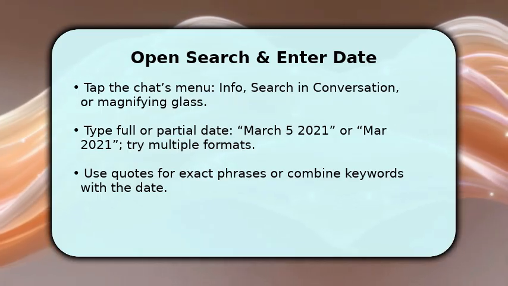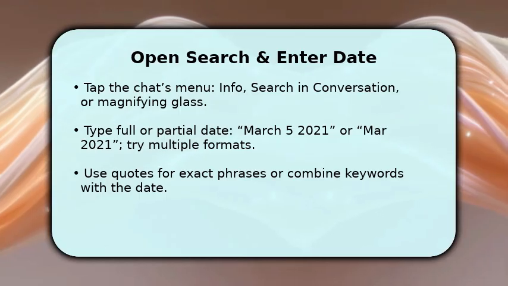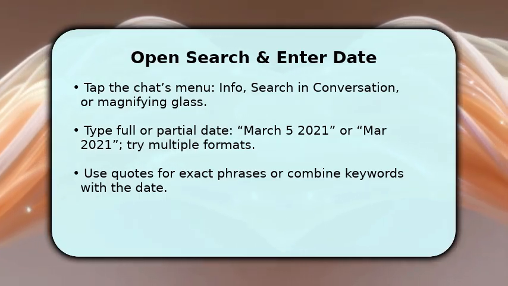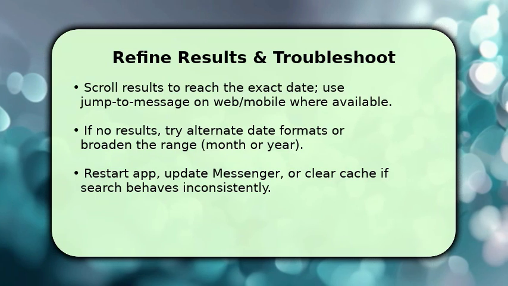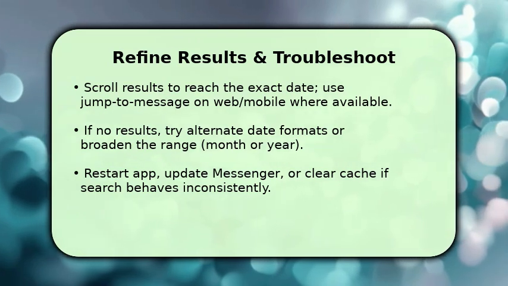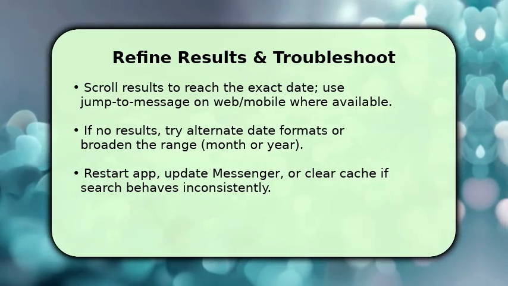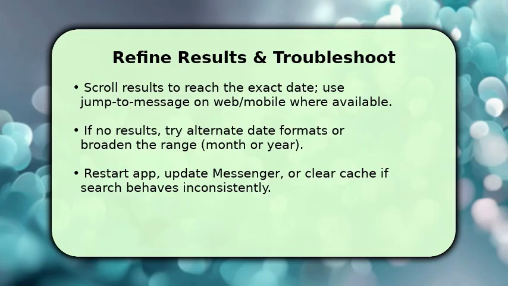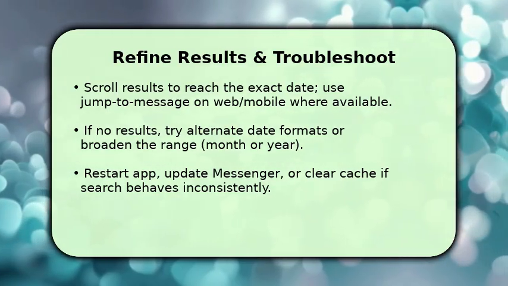If you don't see results, change formats and try month first versus day first. Messenger parses dates differently across regions. To finish, scan or jump through the search results to land on messages from the date you entered. On web, you can use the Jump to Message feature, and on mobile, you'll scroll to the matched entry. If you don't find the message, widen the search to the month or year or try another date format.